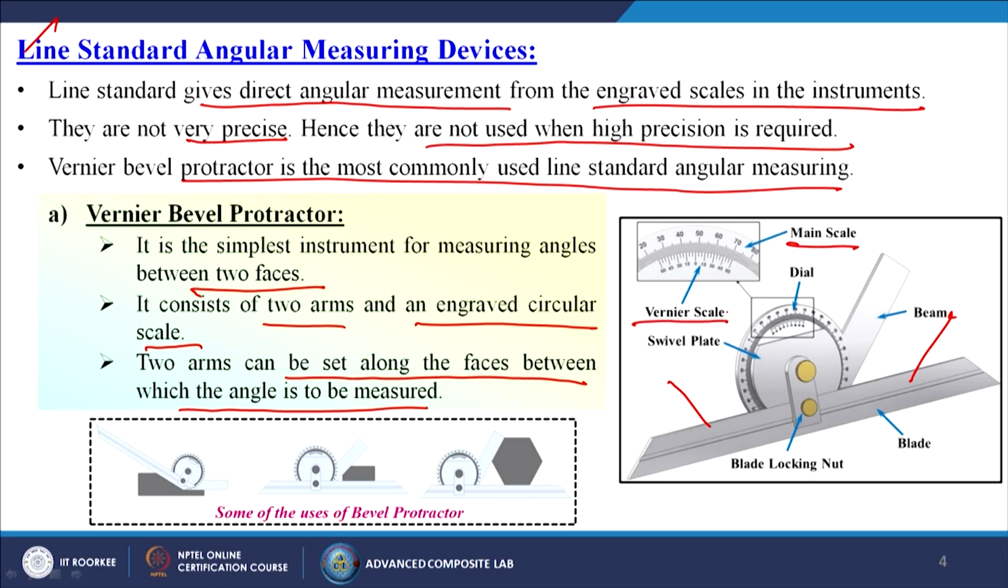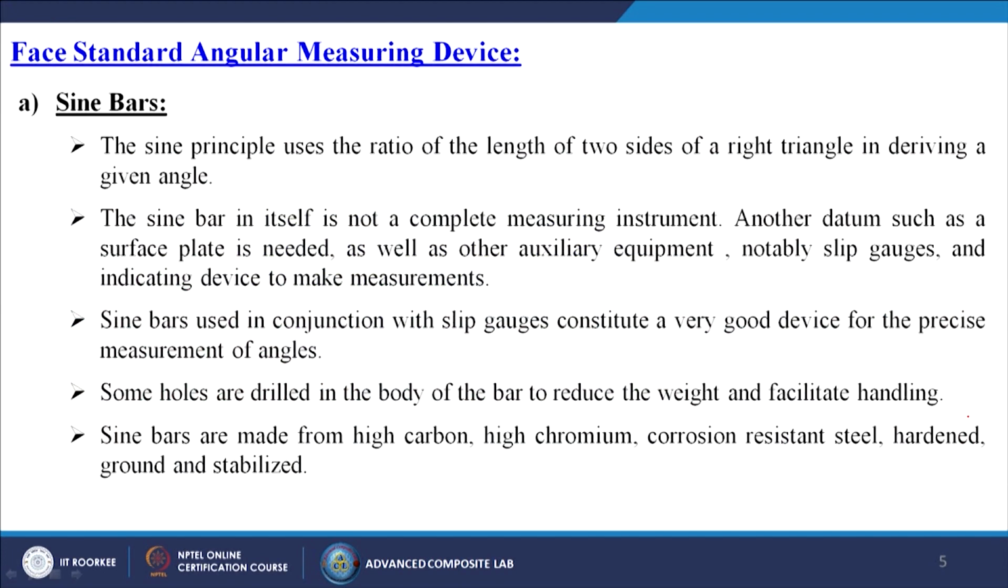So, we can get a fairly precise reading, but my question is, if there is some error in the dial dimensions or in between the scale lines, then that error will automatically come into our system. That is why sometimes it is not so precise, and in high precision cases we are not going to use this kind of technique.